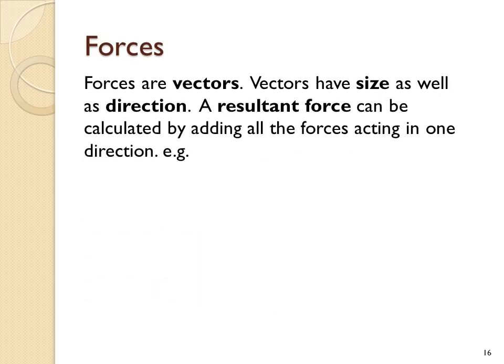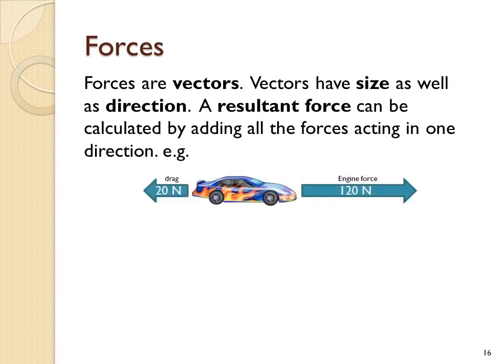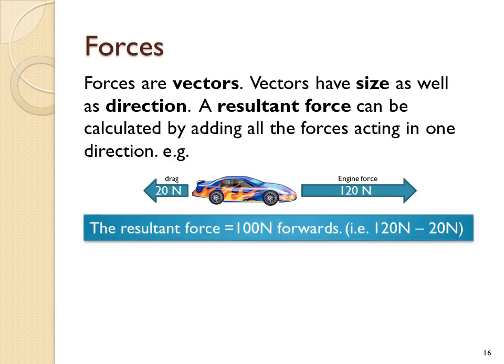Forces are vectors. Vectors have size as well as direction. Vectors are well represented by arrows. The length of the arrow represents the size of the force, and the direction, of course, by the direction in which the arrow points. A resultant force can be calculated by adding all of the forces acting in one direction. For example, on this car, 120 newtons pulls forward and 20 backwards, so the resultant force would be 100 newtons forwards.